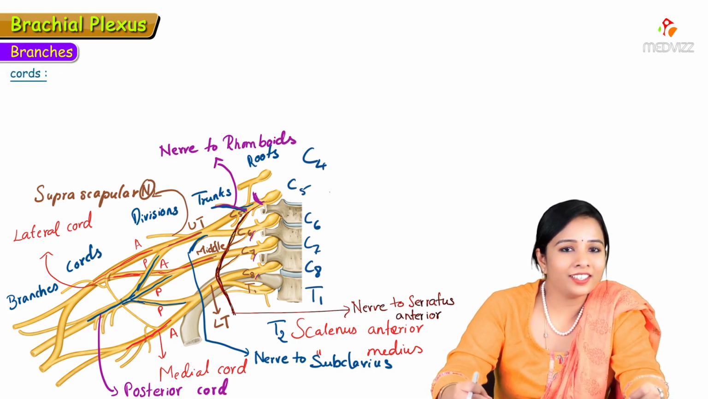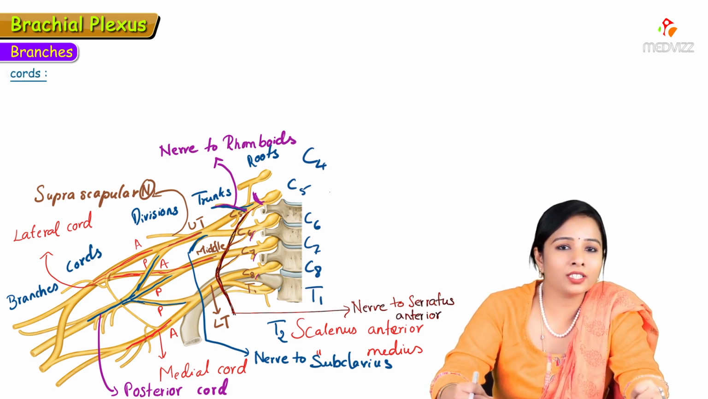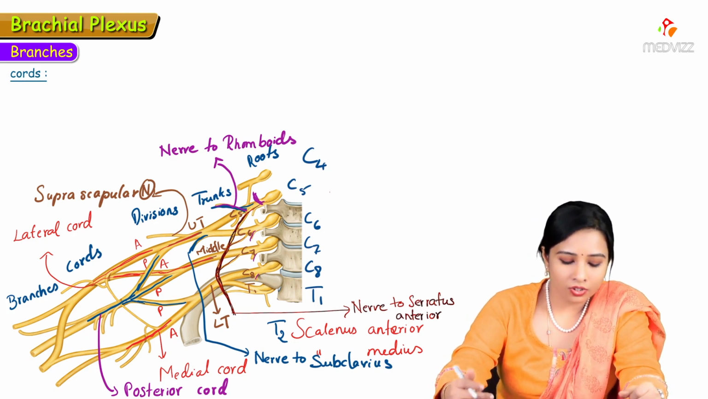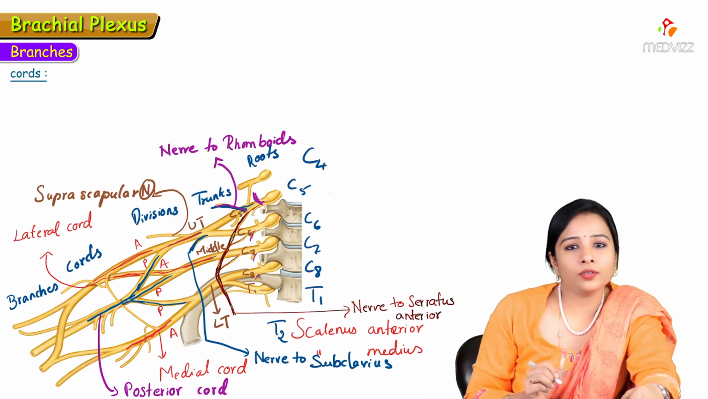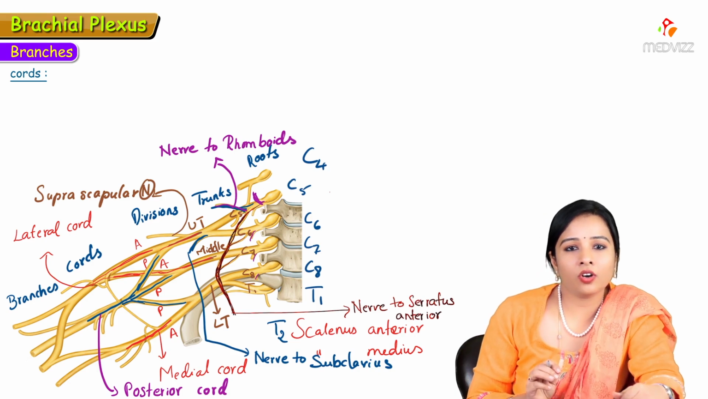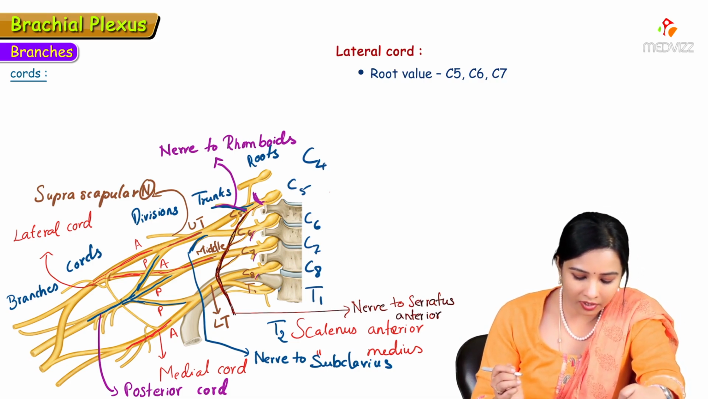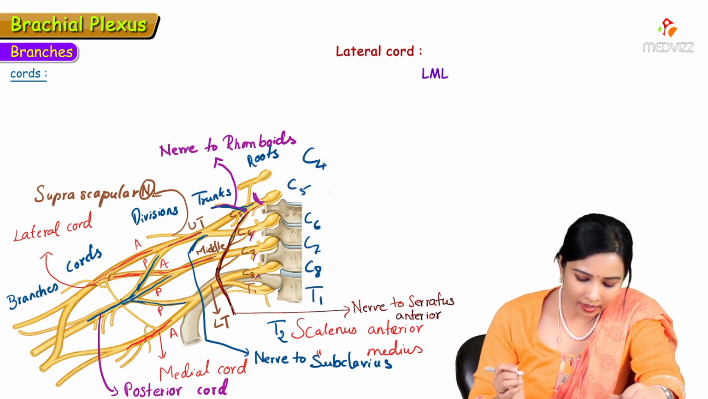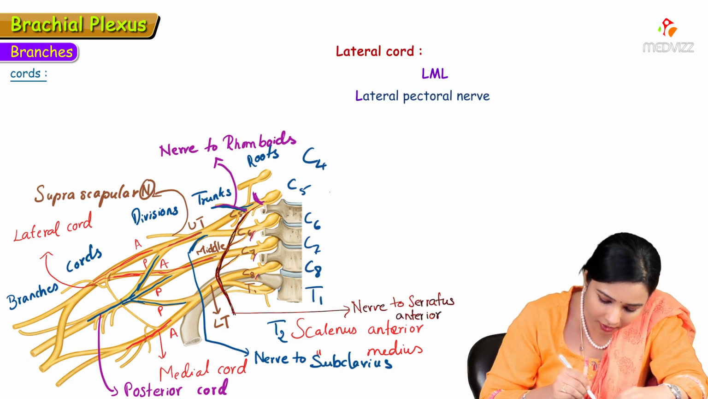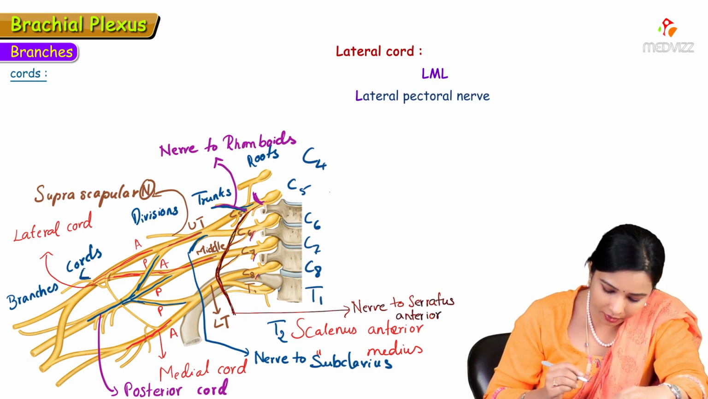So we know there are three cords. So the first is the branches of lateral cord. So the lateral cord, the root value which are arising from the lateral cord are C5, C6, C7. And to remember the branches, we can remember the abbreviation as LML. L for lateral pectoral nerve. This is lateral pectoral nerve. I am writing L for lateral pectoral nerve.